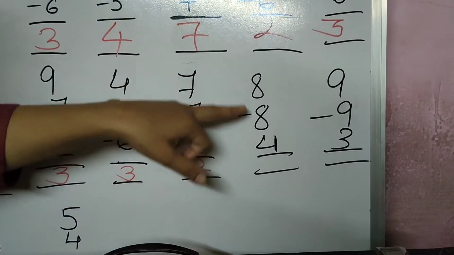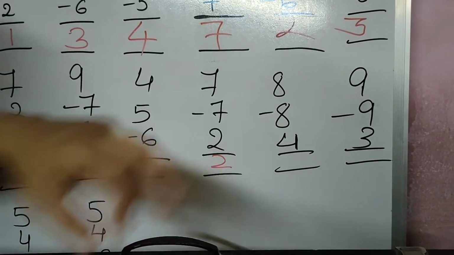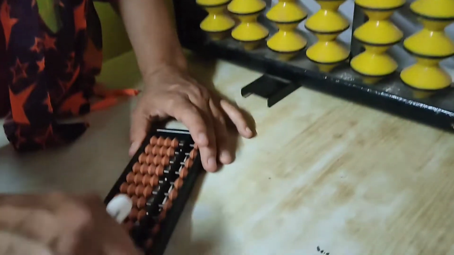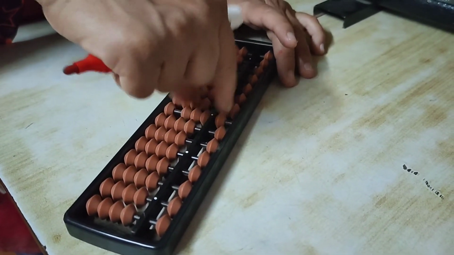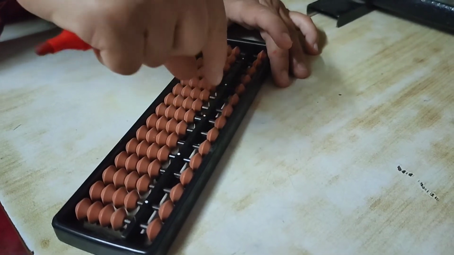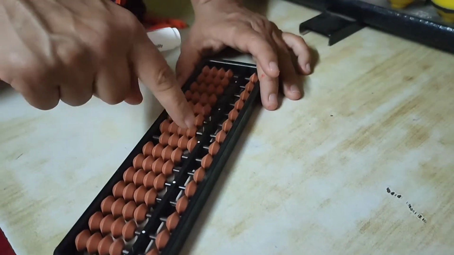Now next, 8, minus 8, 4. Remember these 3 numbers. We'll do here. Clean the abacus, set 0. 8, minus 8, 4. What is the answer? 4.